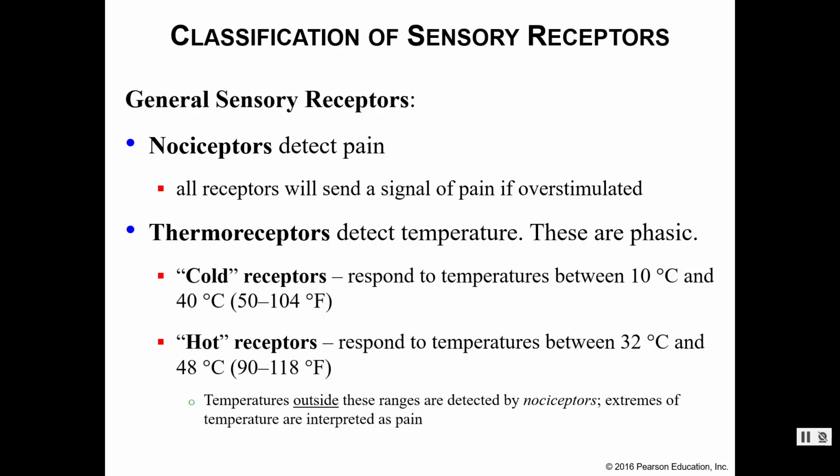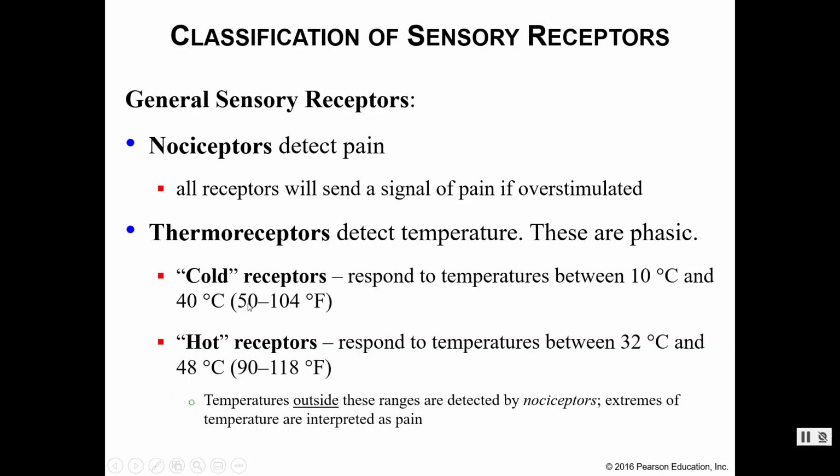We have both hot and cold versions of this, but take notice of the temperature ranges. So cold receptors, these get activated between 50 and 104 degrees Fahrenheit. And your hot receptors detect temperatures between 90 and 118 degrees Fahrenheit. I don't really know anybody who would say 104 degrees Fahrenheit is cold. So that is, to me, a very interesting range of what your body considers cold.